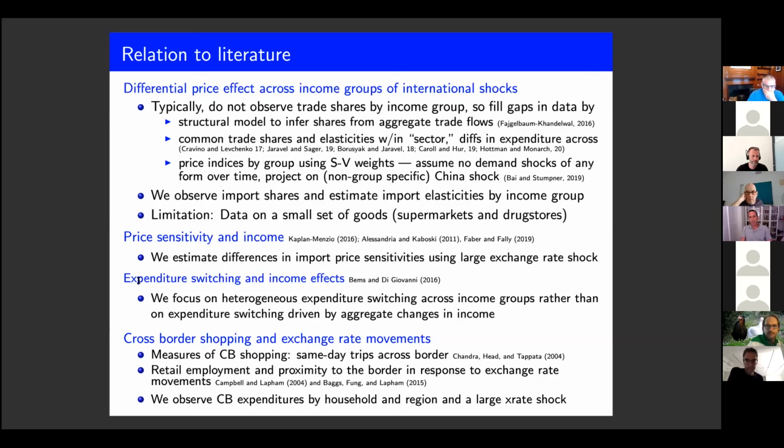Now, there's some work on expenditure switching and income effects. We're going to focus on heterogeneous expenditure switching across income groups rather than expenditure switching driven by aggregate income fluctuations, like in this paper by Bebs and DiGiovanni. And then there is some work on cross-border shopping, mostly looking at the US-Canada border. We're going to have, I think, a better measure than in a lot of this literature because we're going to observe actual expenditures by household, whereas they use the number of border crossings day by day. And we're going to have a large exchange rate shock.